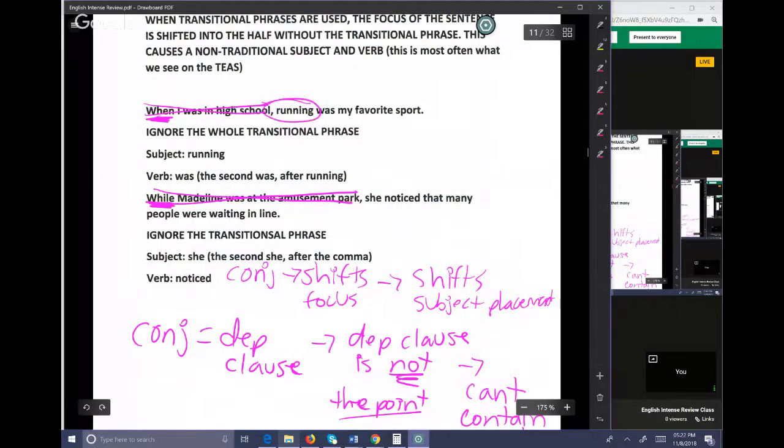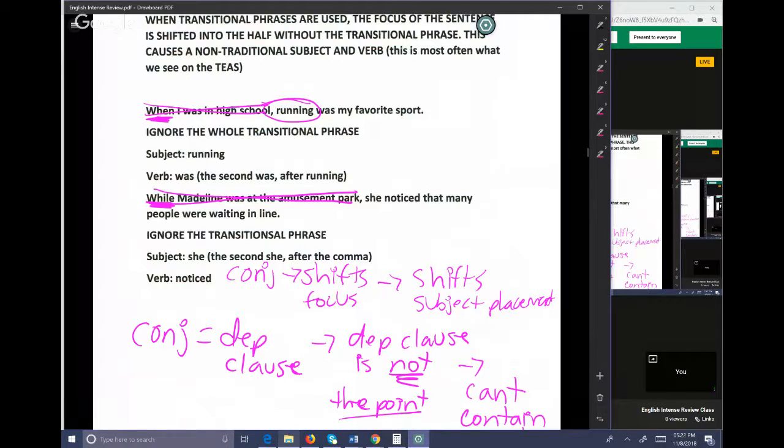Remember that the subject could actually be something that doesn't even look like a subject too. So the example I gave you in class is a very real example that's been spotted on the test many times, which is when I was in high school. So you know because of the word when that that's a conjunction and that's a transitional phrase. So you know that it's not going to contain the subject. But then you get to the second part of the sentence, and the first word in the second part of the sentence is the word running.